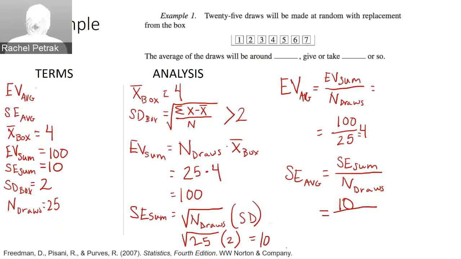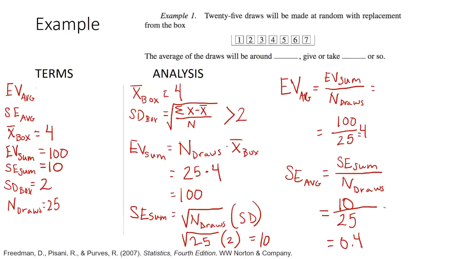So just another tip when you're checking over your answers. And we'll remember now that our number of draws is 25. And so the standard error of the average is 10 out of 25, or 0.4. So we know that the average of the draws will be around 4, give or take 0.4 or so.